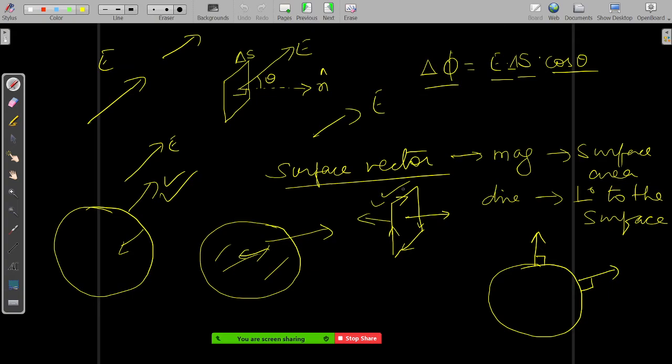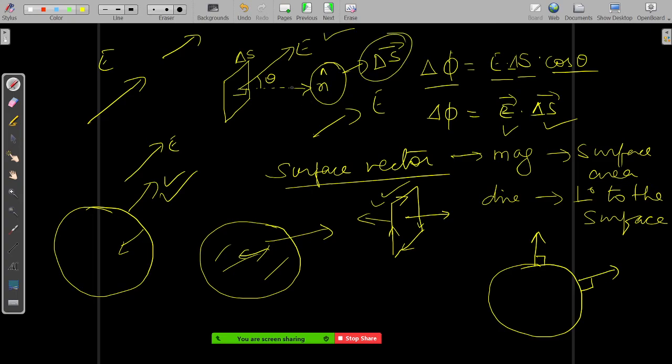The same formula here, if you see, you can write this flux as E dot delta S. If you assume delta S as a vector, the surface vector, where E is already known, and this delta S is the surface vector. See, this is the delta S vector, the direction of that, and this is your E vector.